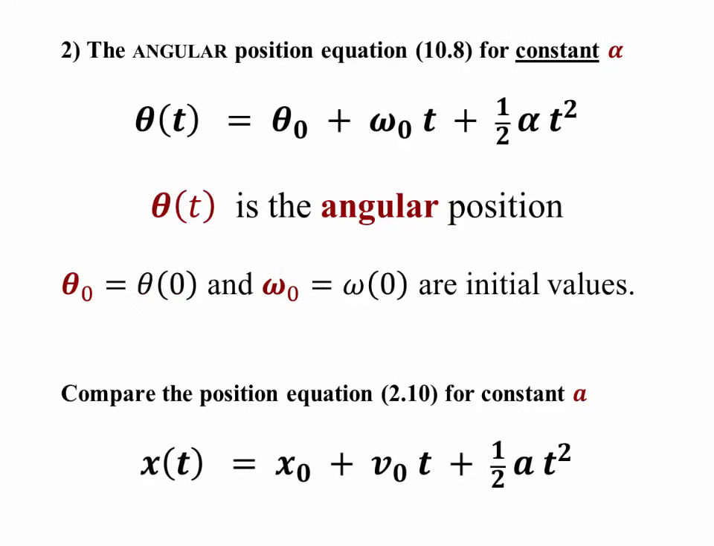The angular position equation is analogous to x equals x naught plus v naught t plus 1/2 a t squared. It says the final position theta is equal to the initial theta plus omega naught t plus 1/2 alpha t squared, where again theta is the angular position as a function of time, theta naught is the initial position as an angle, and omega naught is the initial angular velocity.